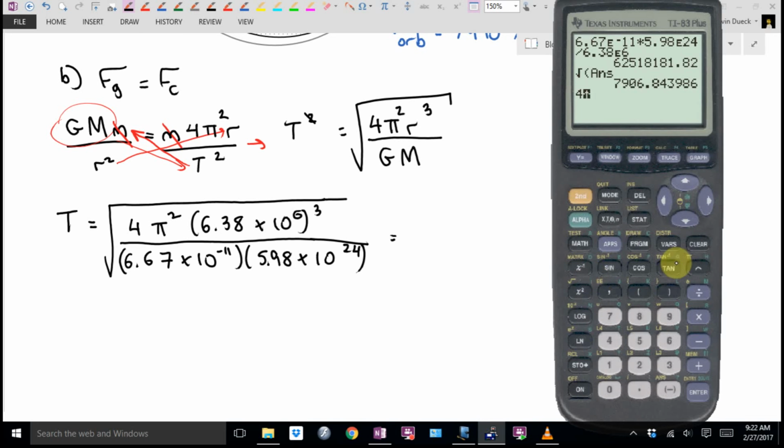Four pi squared, 6.38 scientific notation button 6, to the 3rd power, divided by.